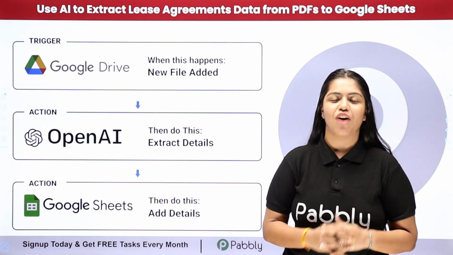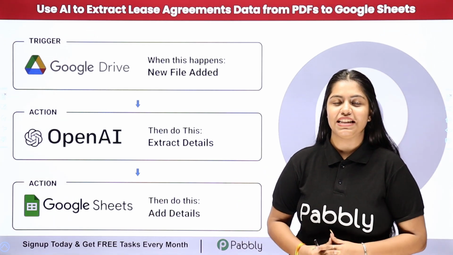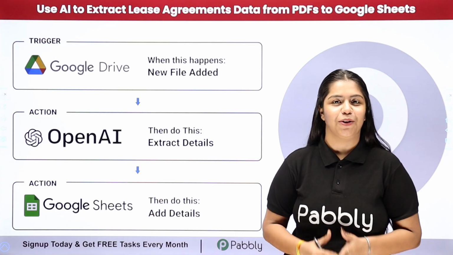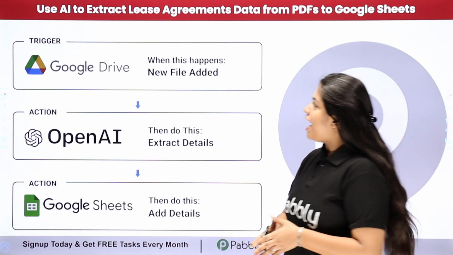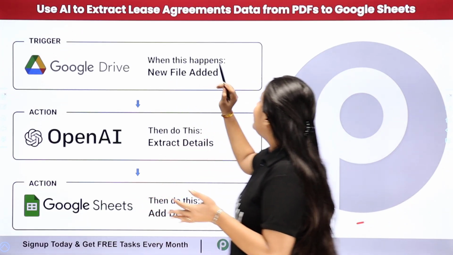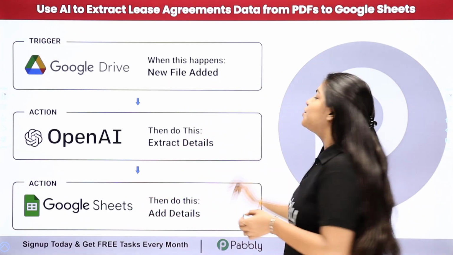So do you also want to extract the details from the lease agreements? Then this video is definitely for you. So hello all, welcome back to Pabbly Connect, and in this video we are going to understand how to use AI to extract lease agreements data from PDFs to Google Sheets.